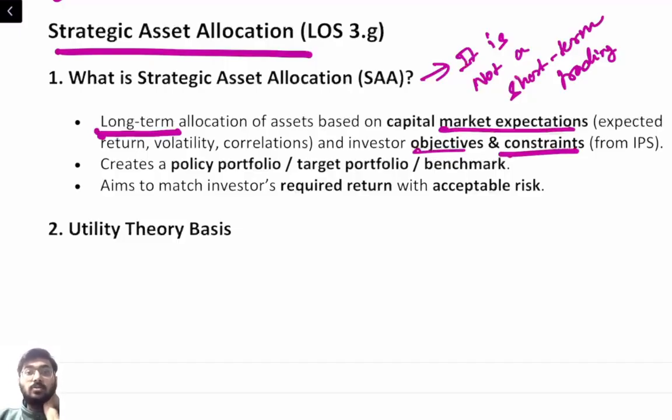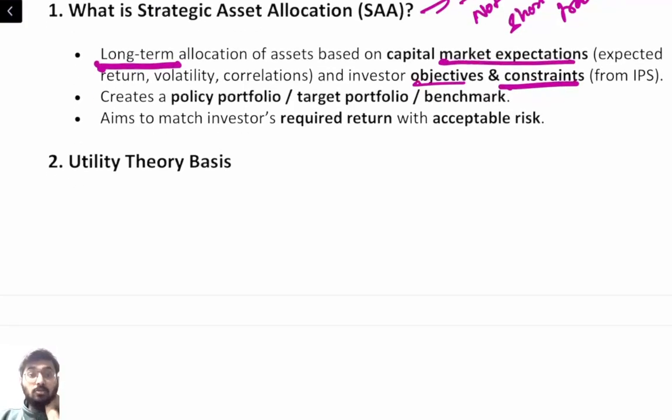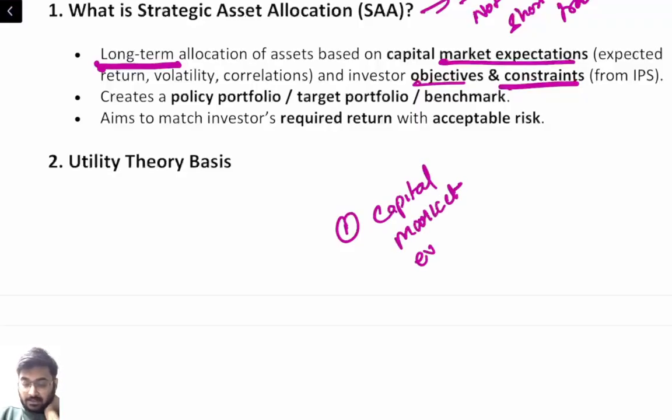So what inputs are used over here? Strategic asset allocation combines two big things. What are those two big things? One is your capital market expectations.